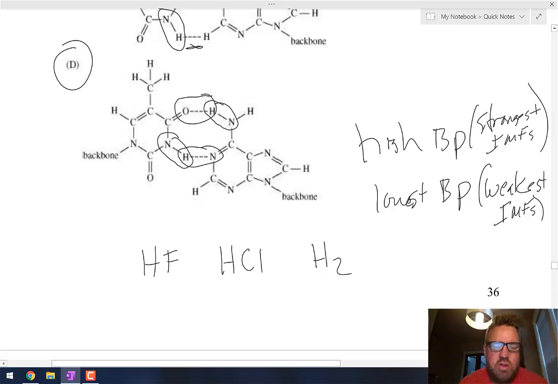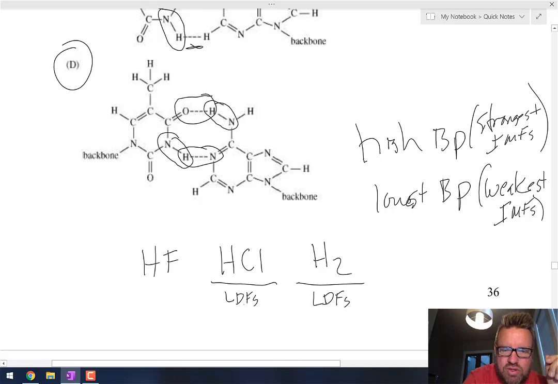Okay, so let's go through each of these and identify all of the intermolecular forces in all of them. So in H2, what are the intermolecular forces in that one? I just said it. Those are just London dispersion forces. And why? Because H2 is nonpolar. It has a nonpolar bond. It's a nonpolar molecule. Where HCl has London dispersion forces, but also has dipole forces.